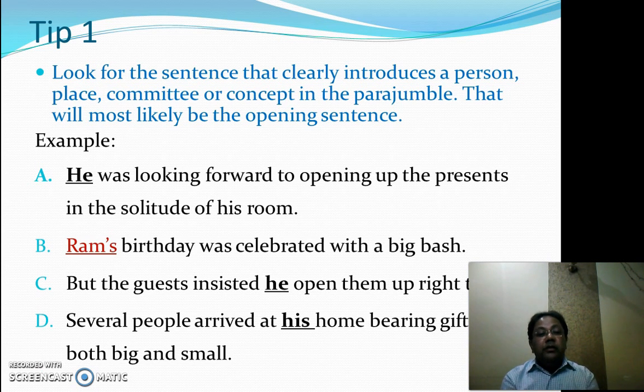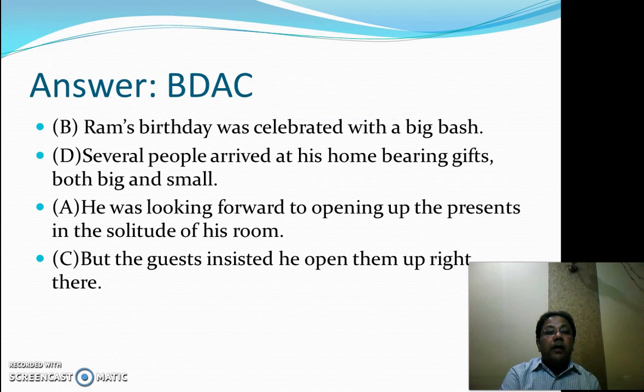And in the third, in D sentence as well, several people arrived at his home. It's not clear whose home. So the only definite answer that we are able to get is in B. So definitely B is going to be the first sentence. So that is going to be our primary objective in any parajumble. So that is tip 1. So the answer is BDAC.